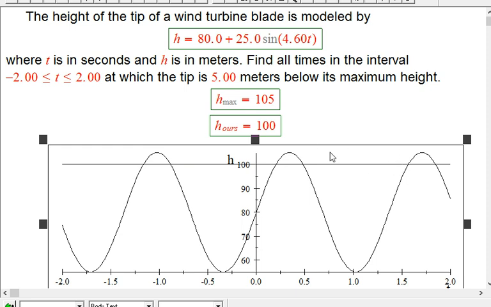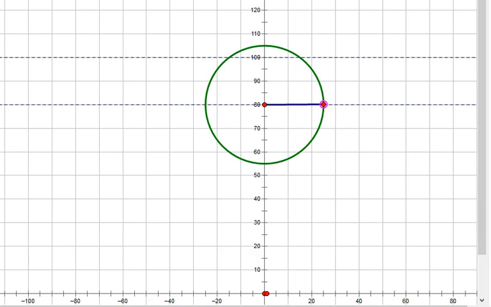Another picture we could have is a sketchpad picture here. Here's the ground, the bottom of the pylon of the wind turbine, and up here at 80 is the center. It goes up to 105, down to 55, and it's whirling around like this, and we're interested in boom, boom, and then again, boom, boom, and then again until I'm outside of my interval. Notice that because it's a sine function, it starts at its midline. That's an artifact of exactly the model that we're using here, but that's fairly reasonable.